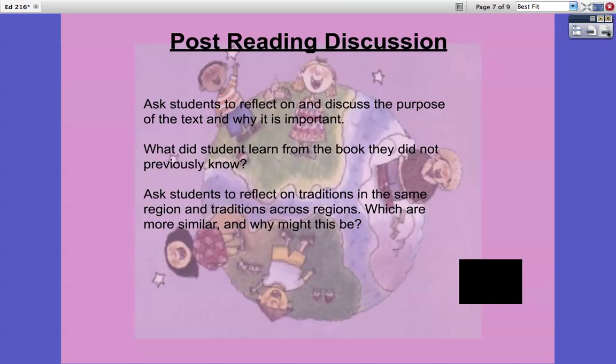After reading the book, it's good to have a post-reading discussion. Listed are some potential questions, but this is by no means an exhaustive list. Some potential questions to ask students are to reflect on and discuss the purpose of the text and why it is important to know. What did students learn from the book that they did not previously know? Ask students to reflect on traditions in the same region and traditions across regions. Which are more similar, and why might this be?